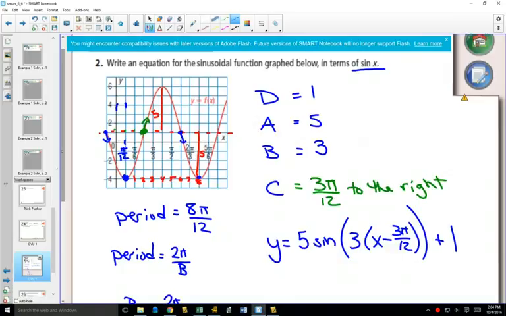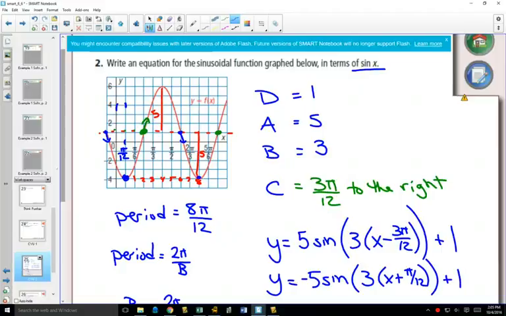This wouldn't be the only answer. There's more than one right answer depending on what you do for the shift. Someone else might have chosen this as the point starting on the center line going up, and that would have been correct as well. Another option would be taking the first point on the center line going down. If I did that, I would have a negative sine graph. And then I would shift it pi over 12 to the left. So you could do that as well. So you have more than one option when creating this equation.